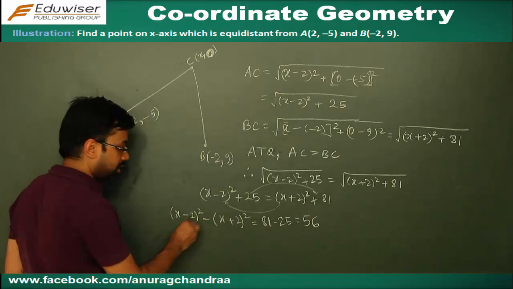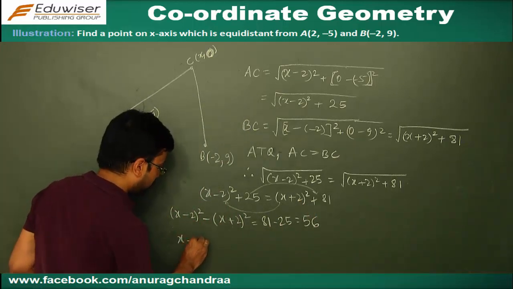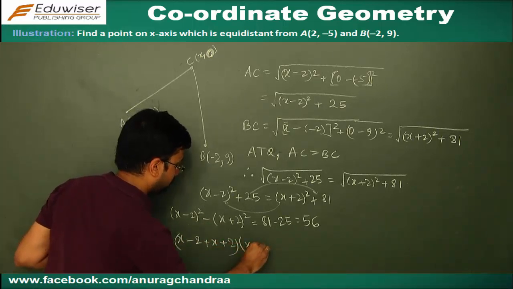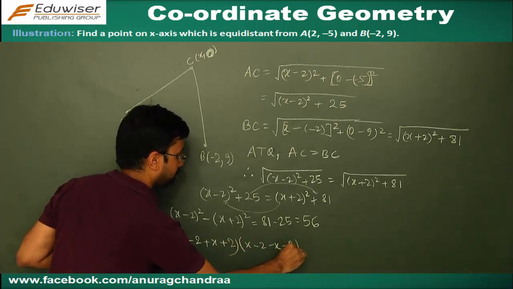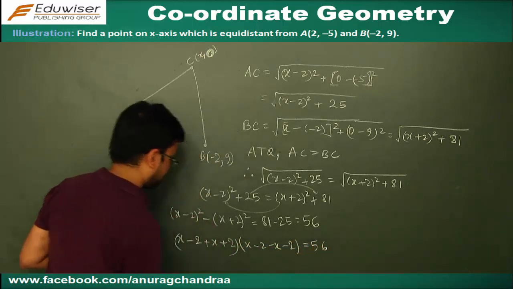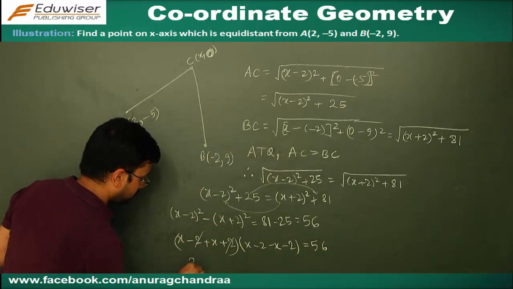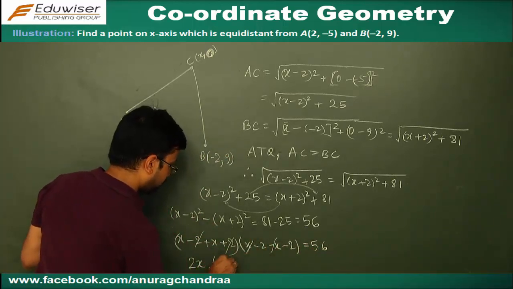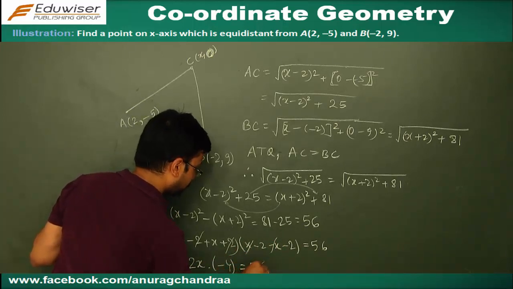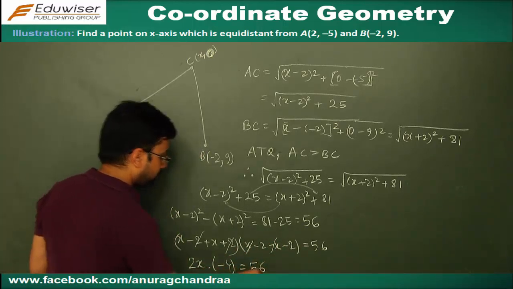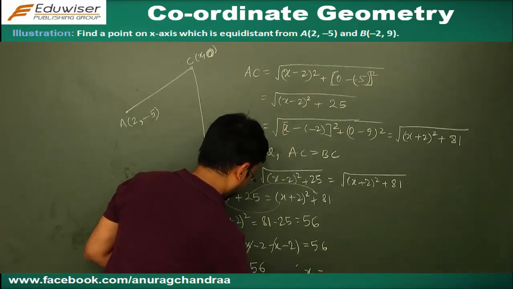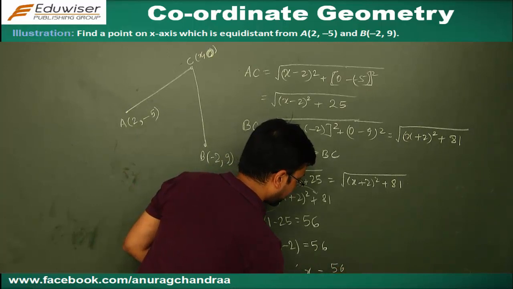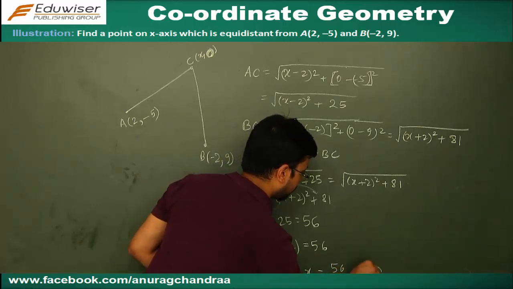And what do you get here? It's a square minus b square. So you have a plus b into a minus b is equal to 56. 2 and 2 cancel out here. So you have 2x. Here x and x cancel out. So you have minus 4 here, which is equal to 56. So you have minus 8x here, equal to 56. So you have x equal to 56 by minus 8, which is minus 7.